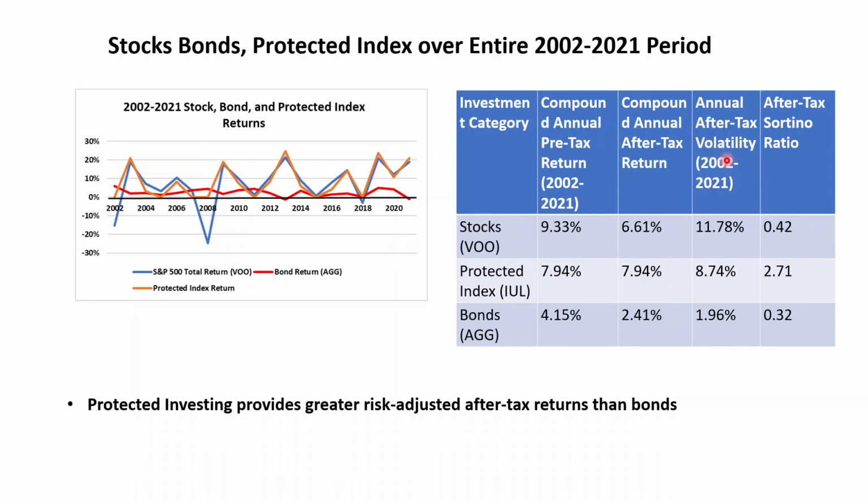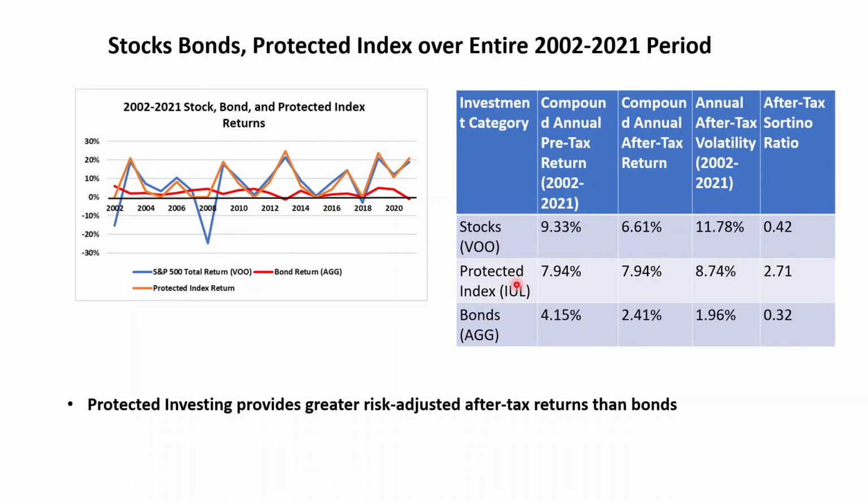And the next thing to take into consideration is the volatility. How volatile are these returns on an after-tax basis? We can see that for stocks, it's fairly high. The protected index is also relatively high, not as high as the equity market, but definitely a lot higher than bonds. But when we look at our return to risk ratio, our after-tax Sortino ratio, we can see that of the three, the protected index has the best after-tax return to risk ratio.